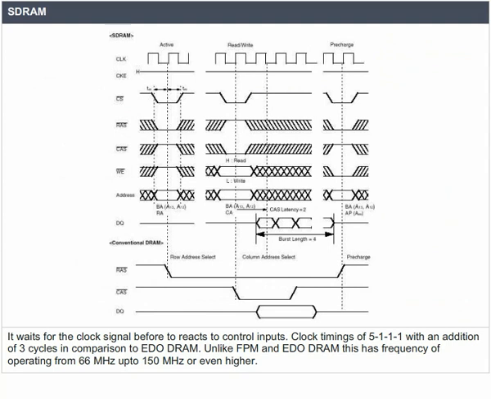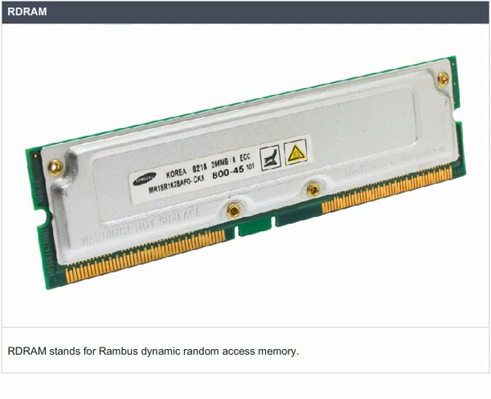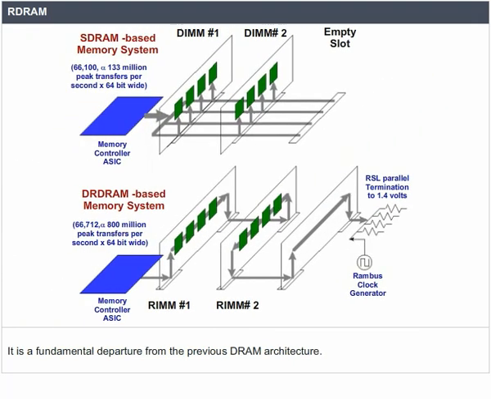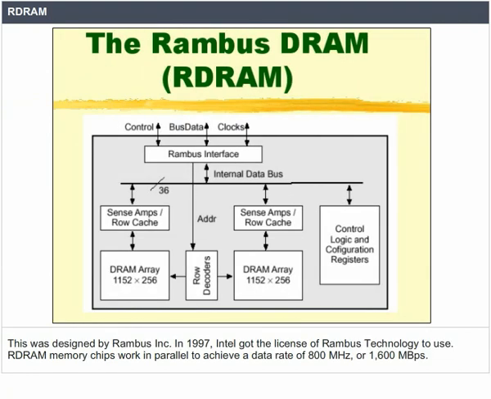RDRAM. RDRAM stands for Rambus Dynamic Random Access Memory. It is a fundamental departure from the previous DRAM architecture. This was designed by Rambus Incorporated. In 1997, Intel got the license of Rambus technology to use.